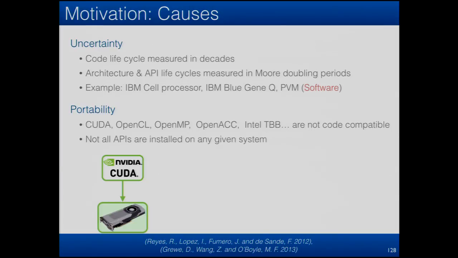BlueGene/Q, how many of you are using that? How do we feel about our lives? Right. So you don't want to overinvest in any given architecture. But there are other issues about portability. You have all these different competing programming models, and none of them are really code compatible. You can't just take CUDA code and run it in OpenCL.